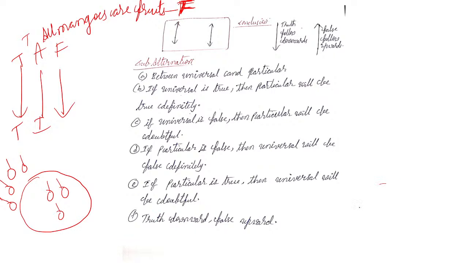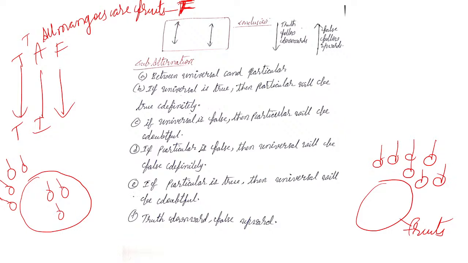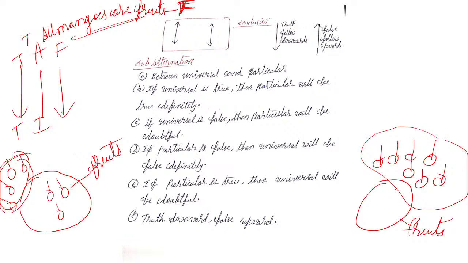The other possibility is all mangoes are outside of the fruits. This is the fruits area, and all mangoes are outside only. There are two possibilities, right? All mangoes are fruits is false means some mangoes may be fruits, or no mangoes are fruits, which is also possible. Some mangoes may be fruits, all mangoes may not be fruits. That's why it is doubtful.